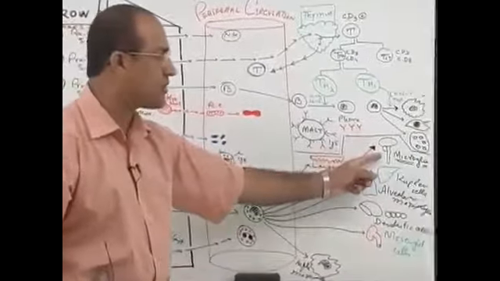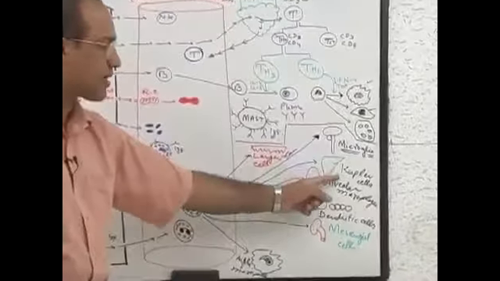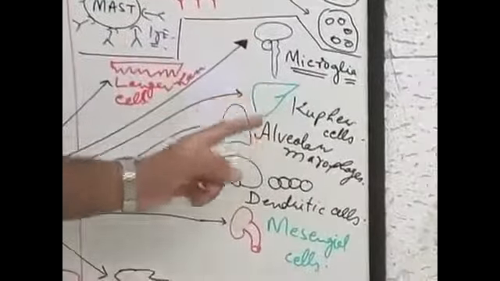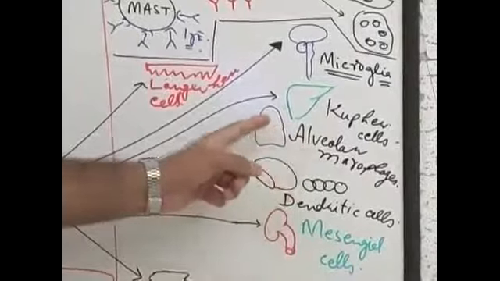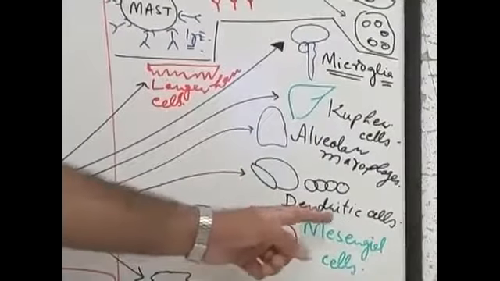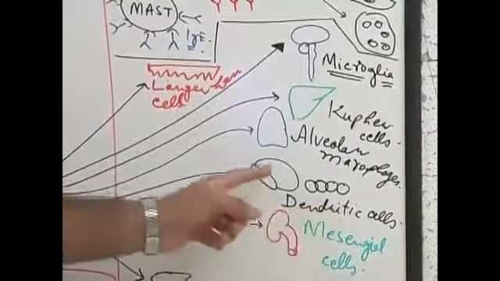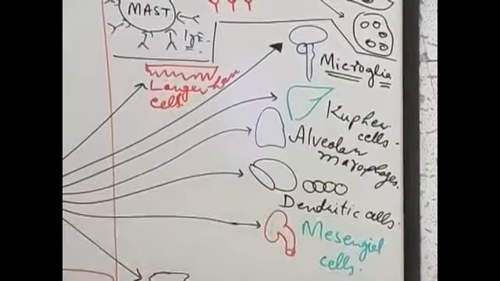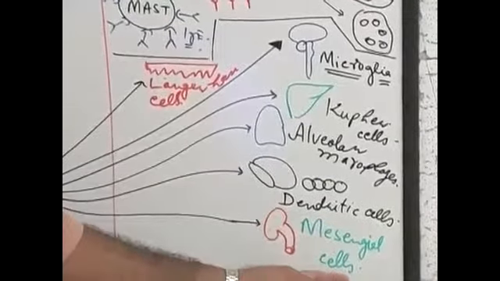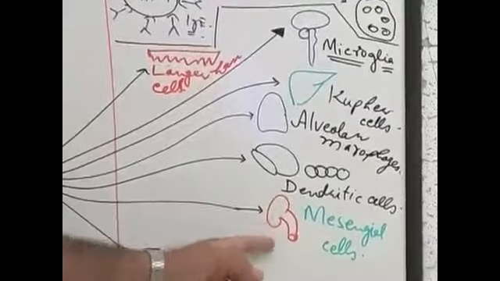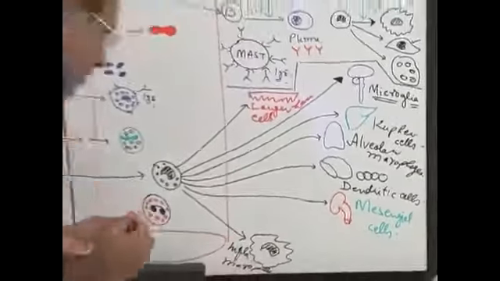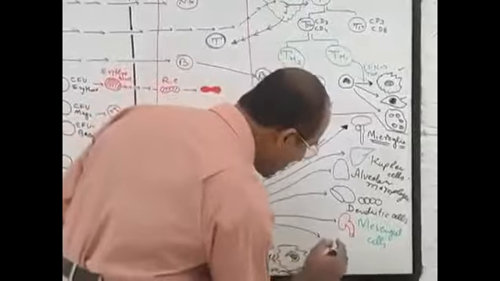Microglia are tissue macrophages permanently in the central nervous system. Kupffer cells are tissue macrophages in liver. Alveolar macrophages are tissue macrophages in alveoli. Dendritic cells or histiocytes are tissue macrophages in spleen and lymph nodes. Mesangial cells are tissue macrophages living in, yes, what is it? Renal tissue. And then we should not forget the bone, right?